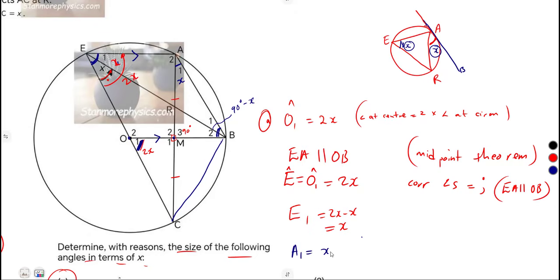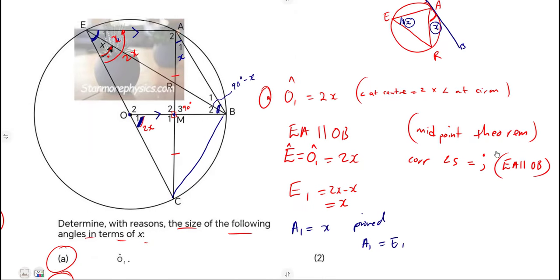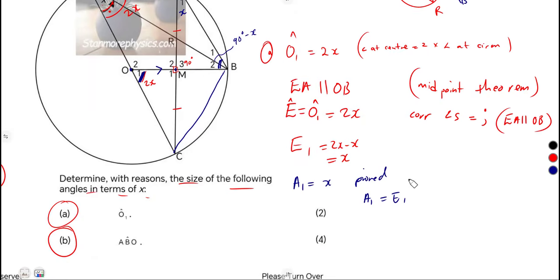Angle A1, remember, is equal to x. Remember we already proved this. And having angle A1 being equal to E1 like this definitely tells us we are dealing with a tangent. So therefore AB is a tangent. Like I said, this is the converse theorem of our tan chord.